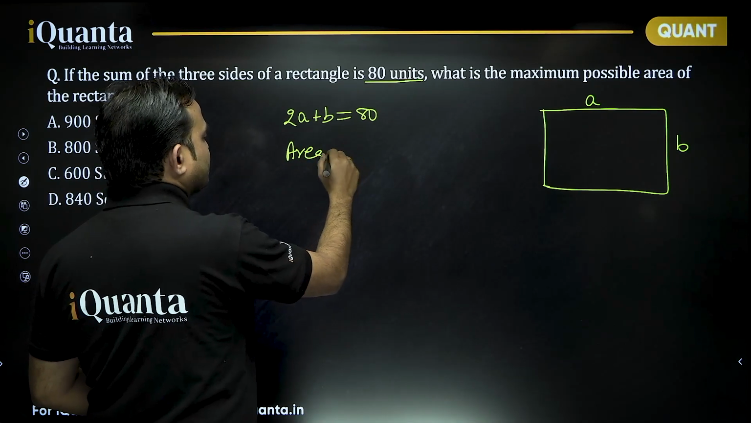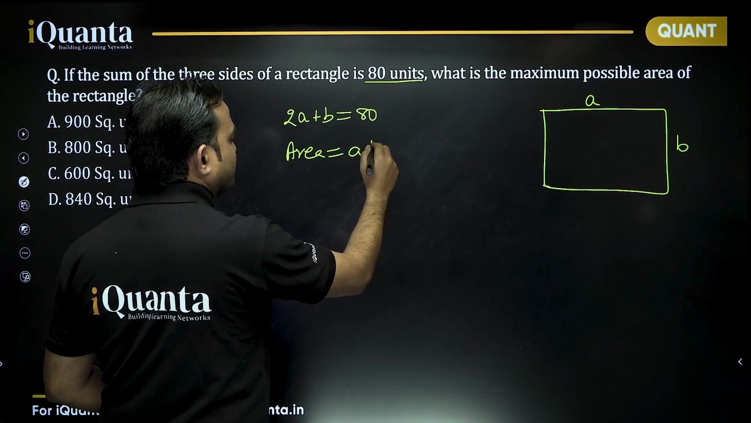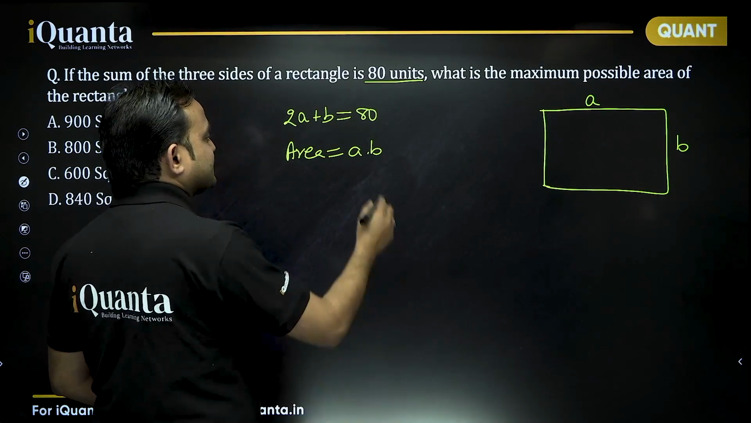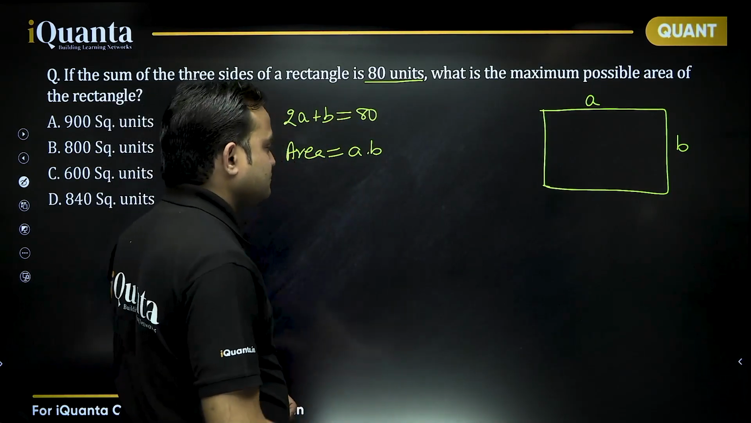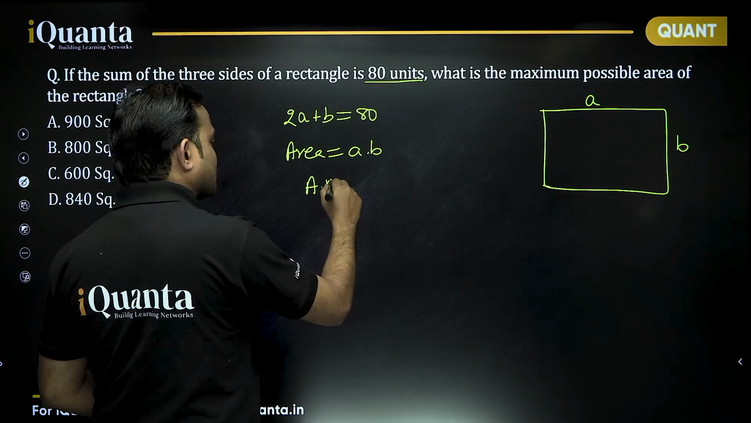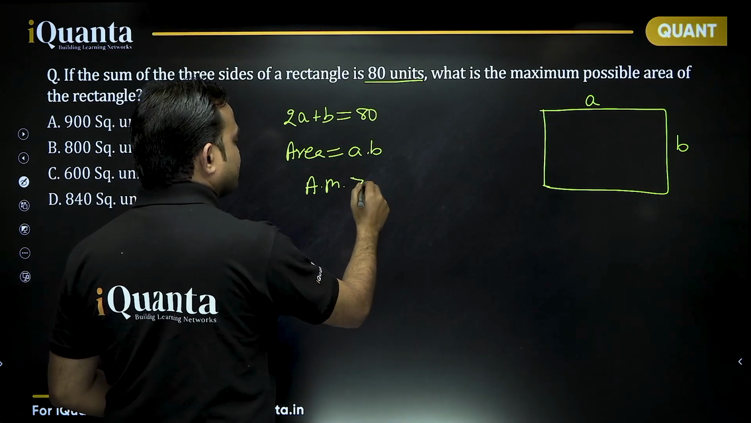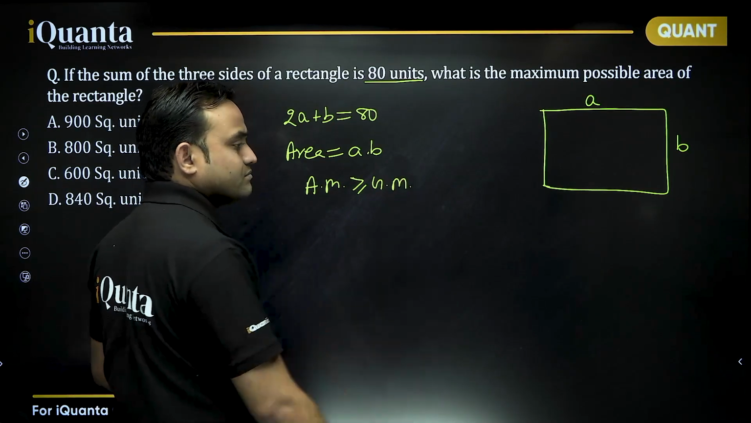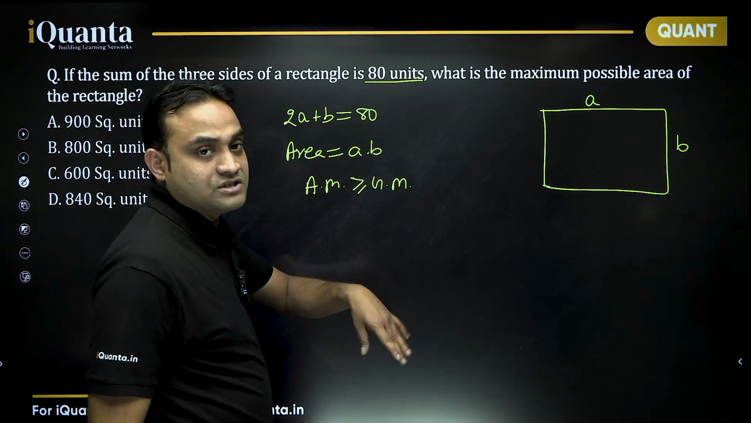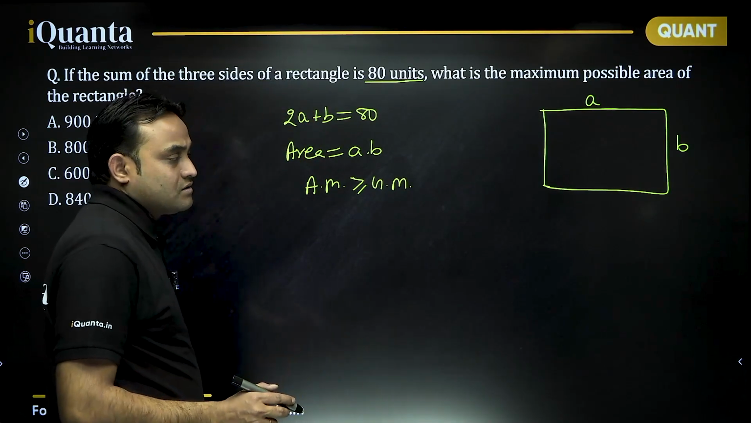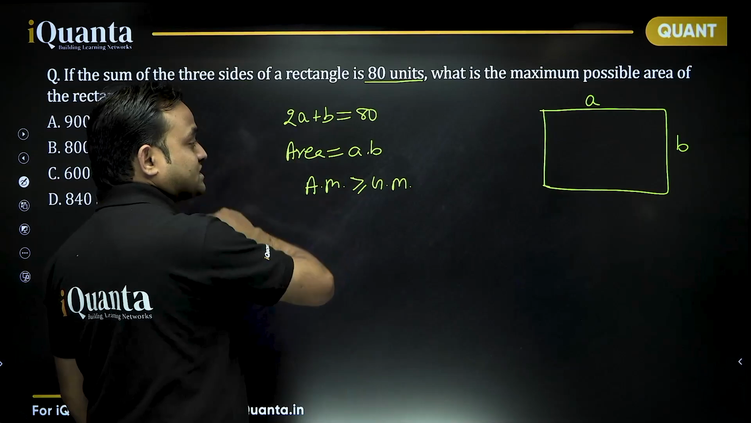What will be the area? The area will be equal to A into B, right? And this is 80, given. How do we find it? One very important concept is that AM is always greater than or equal to GM. The arithmetic mean of 2 values is always greater than or equal to the geometric mean if those 2 values are positive numbers.